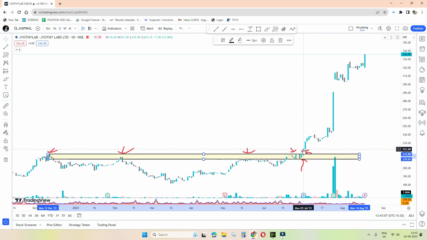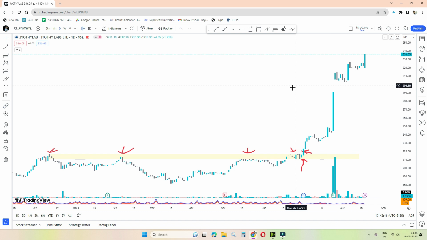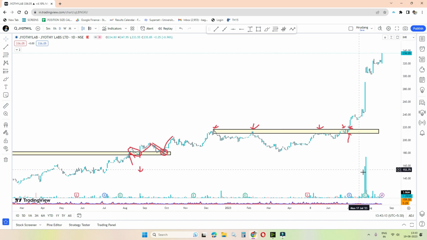So how much percentage gain did it make? You can see, it made a 50% move. Why? Because the stock never came back. It means the breakout is extremely strong, the momentum is extremely strong, the buyers are too strong. So sellers couldn't even touch the stock.